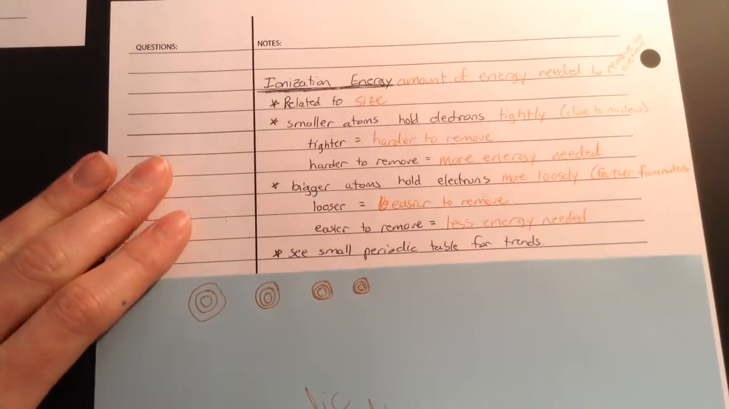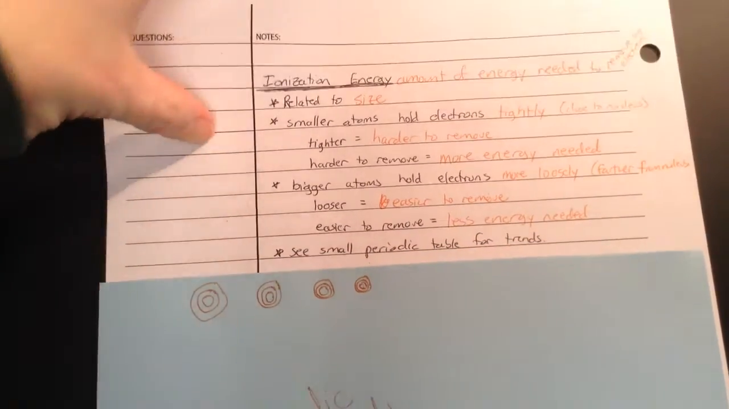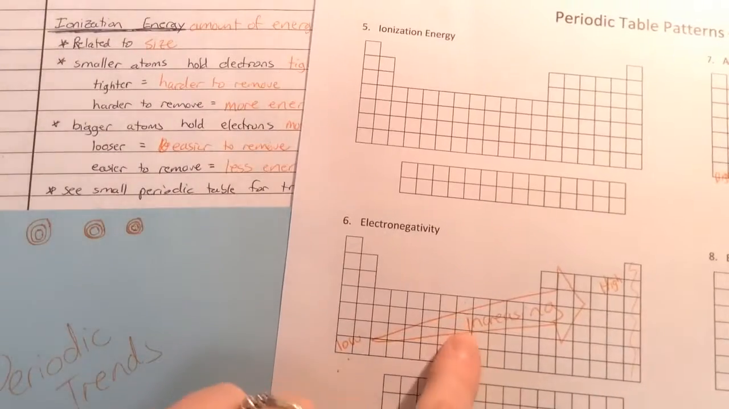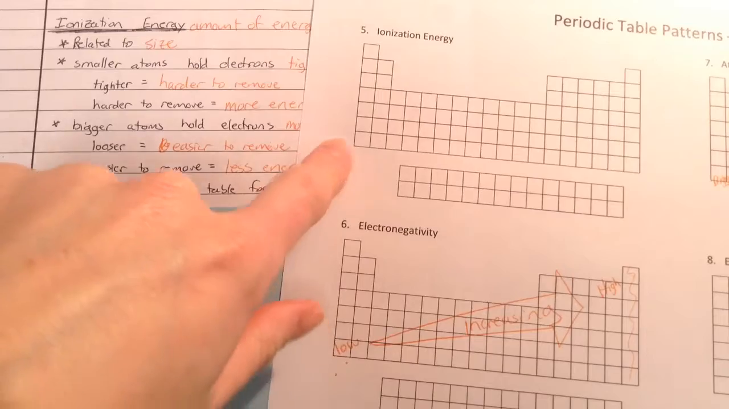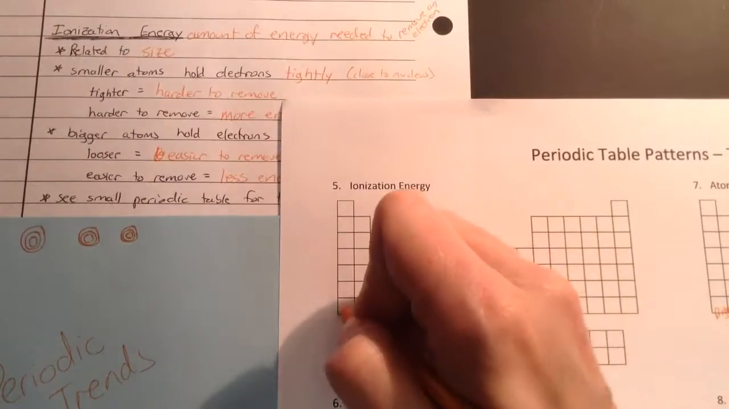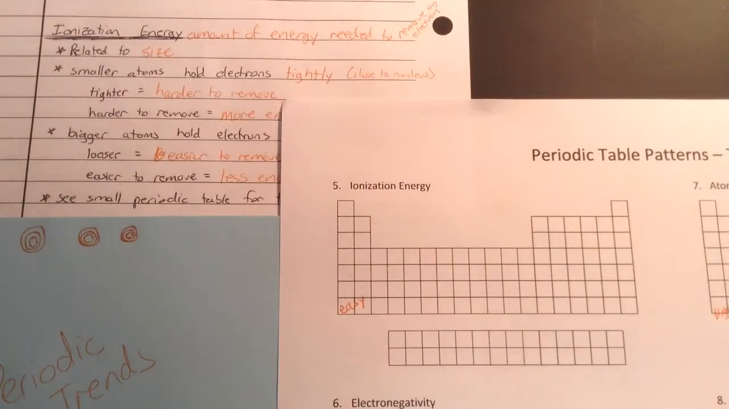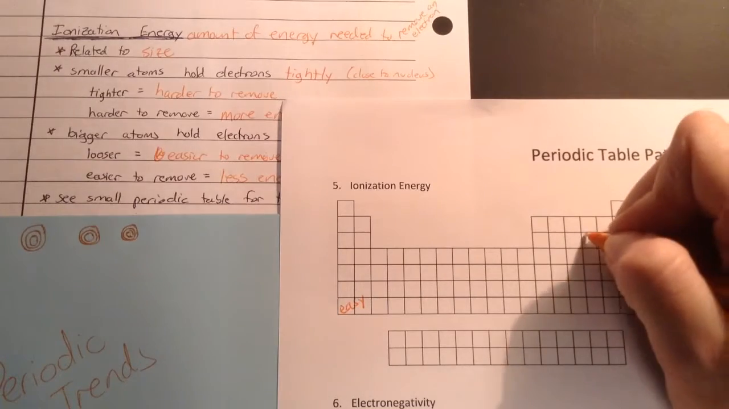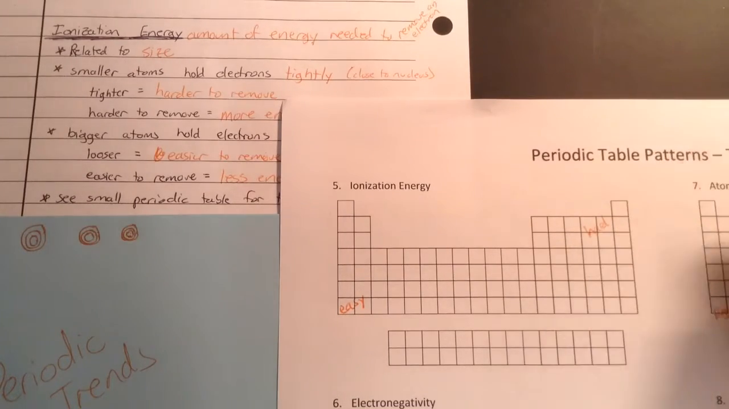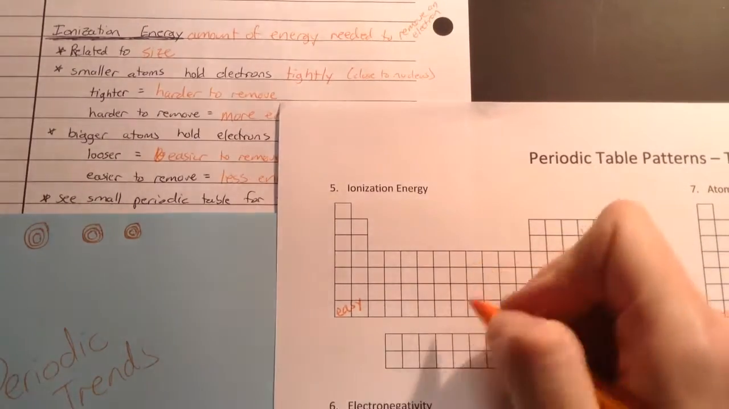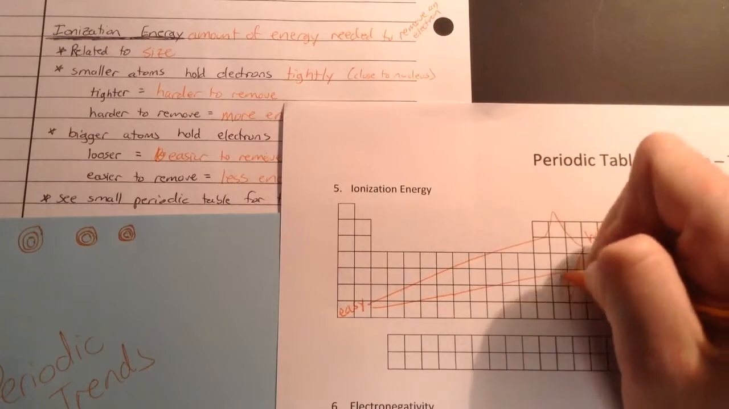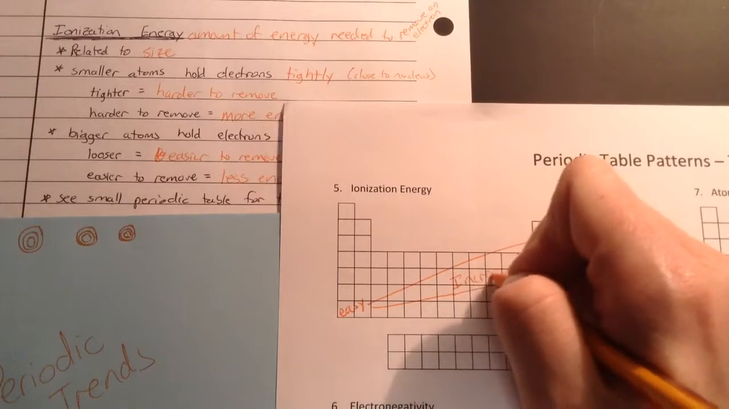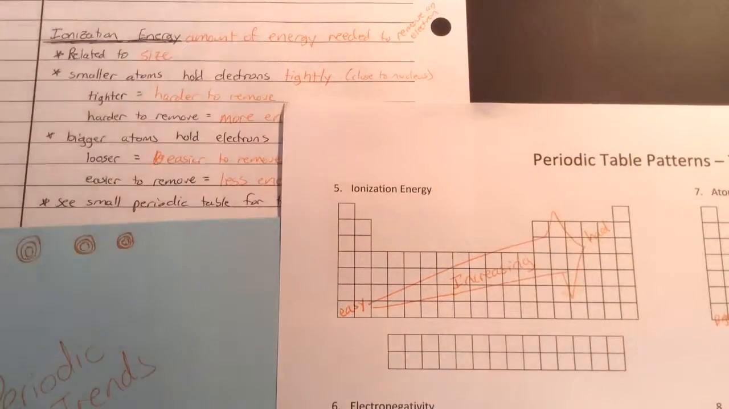So when we look at the periodic table, the ionization energy is going to have the same pattern as electronegativity. It doesn't take much energy to remove these electrons, so I'm going to write easy. And it takes a lot of energy to remove these electrons, so it's hard to remove those electrons. So we're going to need more energy over there. So this is what my arrow is going to look like with my increasing energy over there.